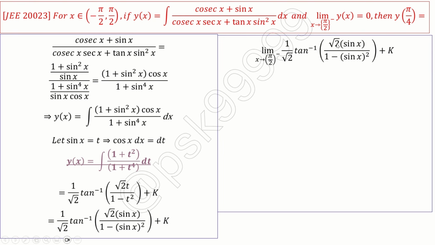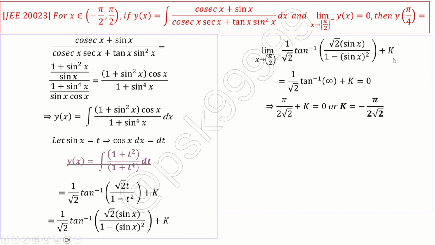So this will become tan inverse of infinity. Okay. Tan inverse of infinity is, we know, pi by 2. Correct. Tan inverse of infinity is pi by 2. So this is pi by 2 root 2 plus k equal to 0, which means k, the constant, is nothing but minus pi by 2 root 2.